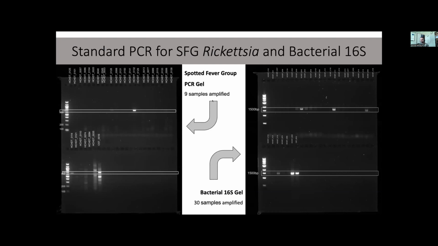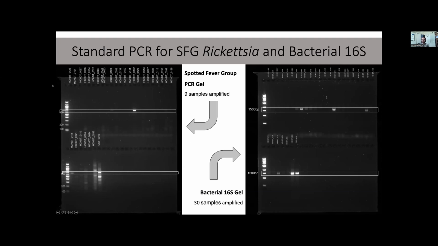We looked for the presence of a spotted fever group gene, which would be able to detect the presence of any spotted fever group Rickettsia. And then we also went after bacterial 16S, which is going to be detecting the presence of any bacteria within those samples. And so we ran the PCR and ran a PCR gel.